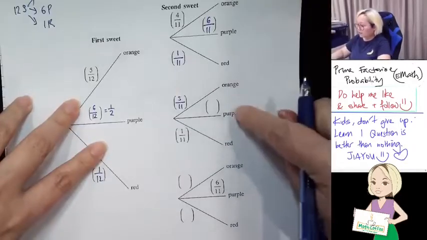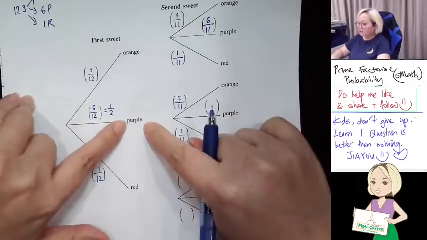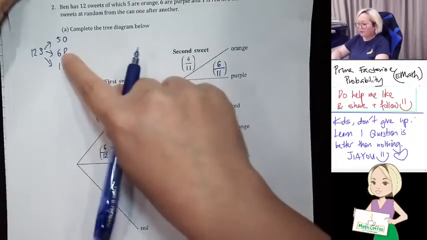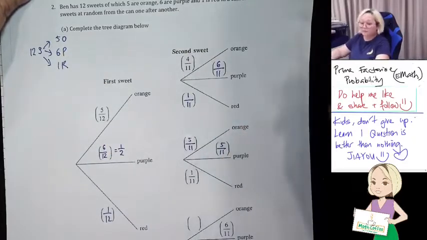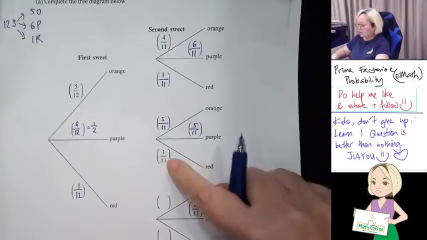Okay, so now next, purple. My first purple is already taken. So if I take out the first purple, that means I'm only left with 5 purple. So this is 5 out of 11. Okay, so the red is already filled up for you.